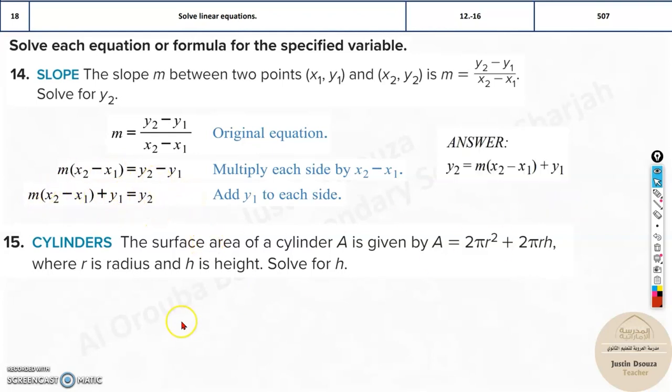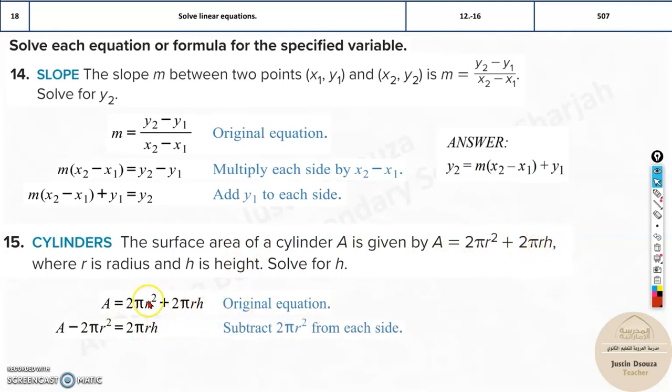And over here, lastly, we have the surface area of a cylinder given over here, where r is the radius, h is the height. Solve for h. How do you solve this? All you need to do is write this and keep h alone and take everything else to the other side.